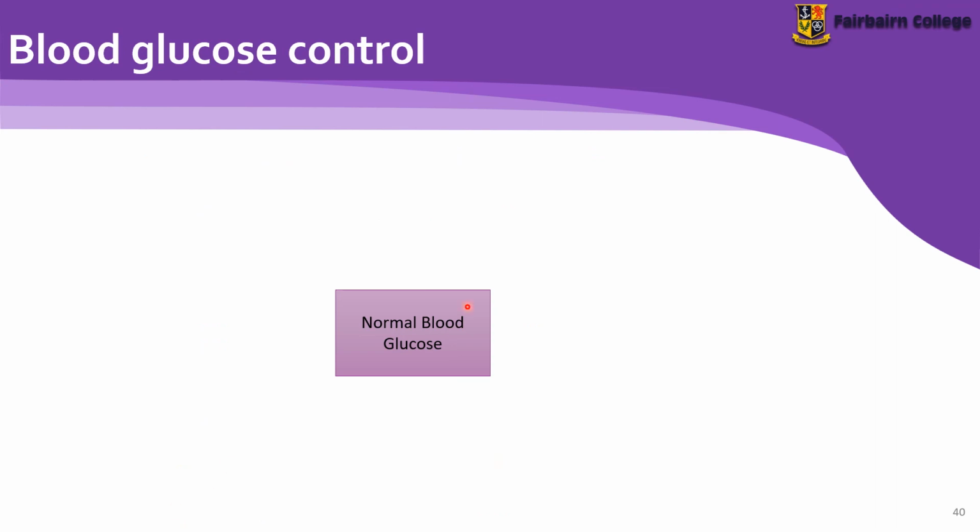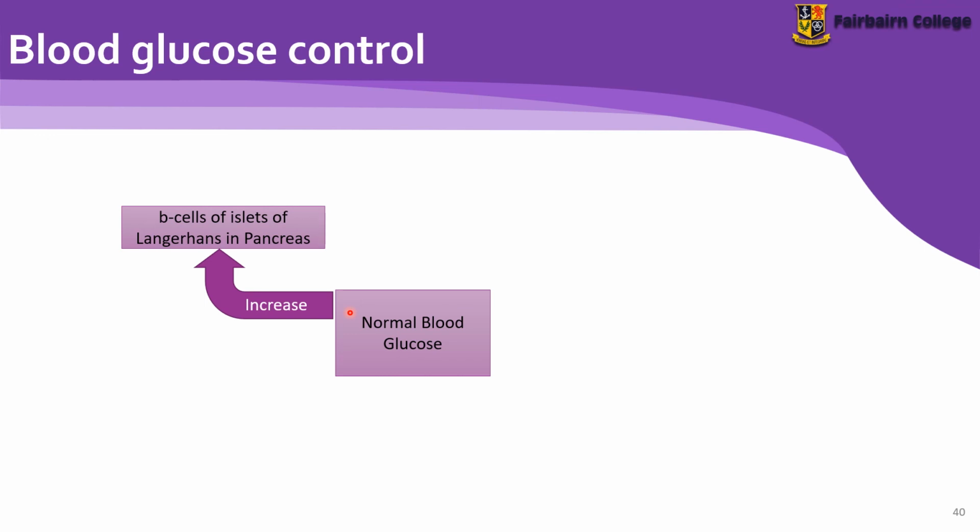So let's look at the control of blood glucose in a bit of a different way and represent it graphically in the form of a flow diagram. So firstly, if the blood glucose levels increase above normal, it stimulates the beta cells of the islets of Langerhans of the pancreas to secrete a hormone called insulin. Insulin will then have two effects.